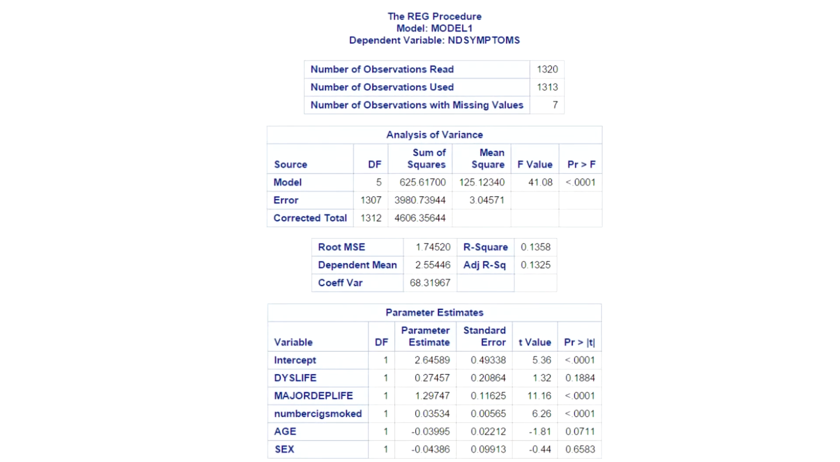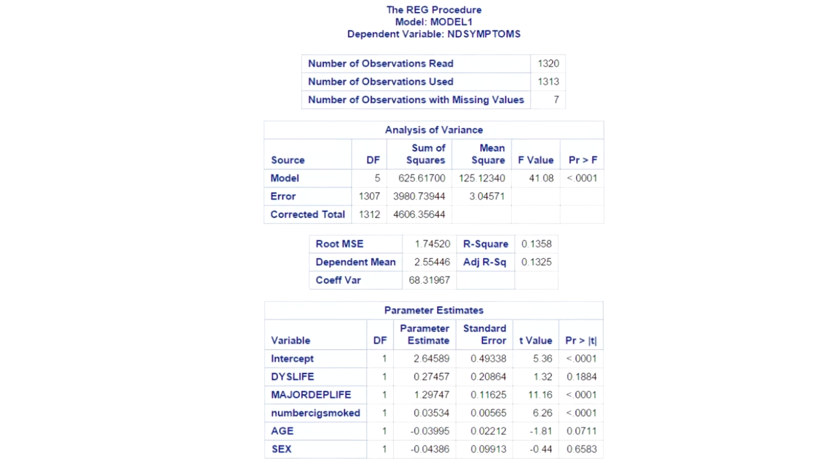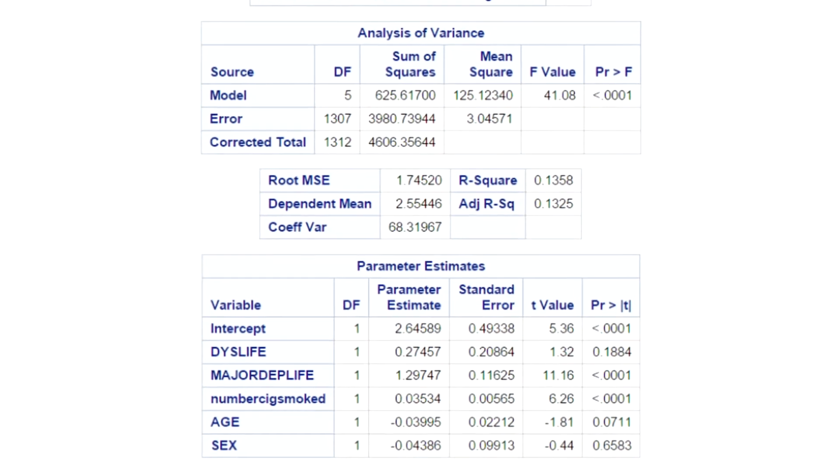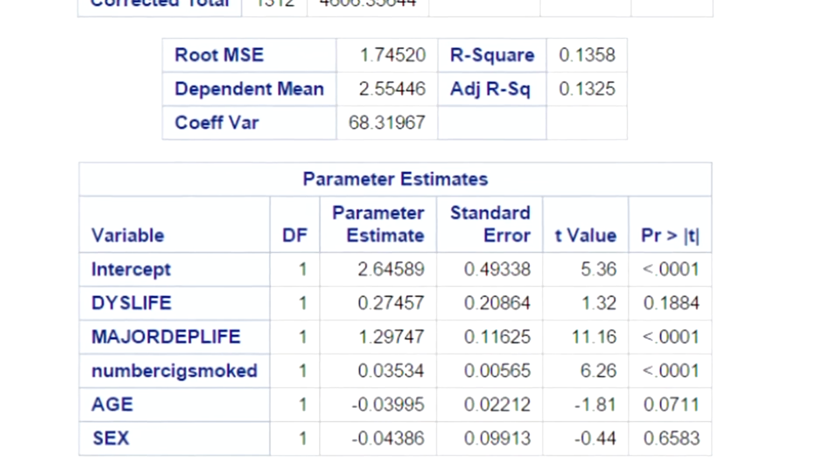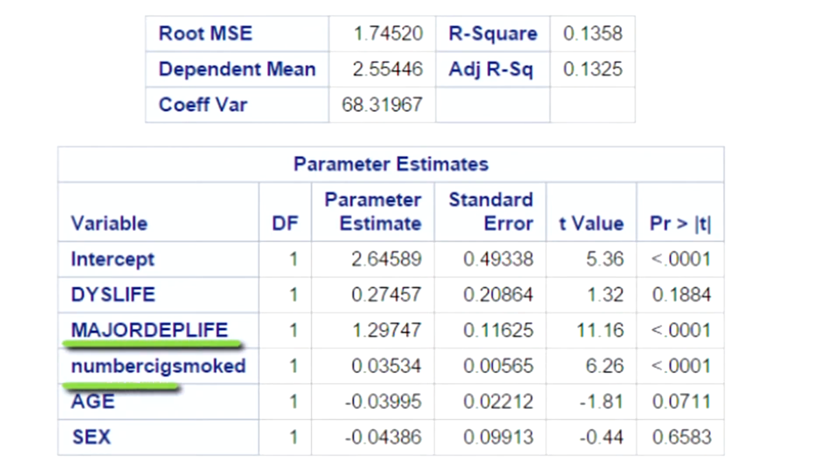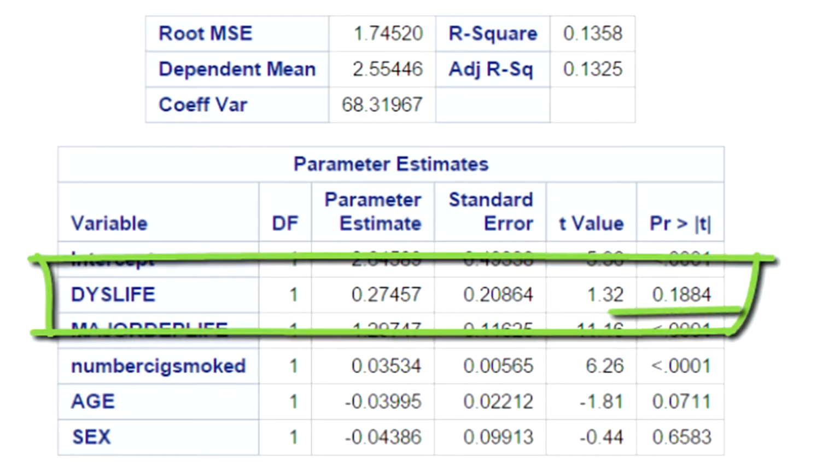As in the previous example, using multiple regression, we can continue to add variables to this model in order to evaluate multiple predictors of our quantitative response variable, number of nicotine-dependent symptoms. Here we can see that when evaluating the independent association among several predictor variables and number of nicotine-dependent symptoms, major depression and number of cigarettes smoked are positively and significantly associated with number of nicotine-dependent symptoms, while dysthymia, age, and gender are not.